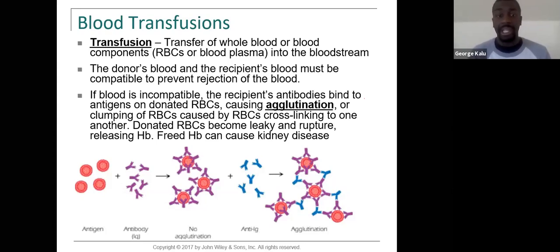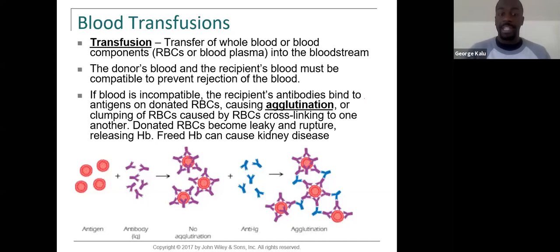Now, the key here is that the donor's blood and the recipient's blood both need to be compatible with one another. That does not necessarily mean they need to match; they just need to be compatible. We'll give a few examples of that in a separate video. They need to be compatible in order for that transfusion to work properly and effectively.